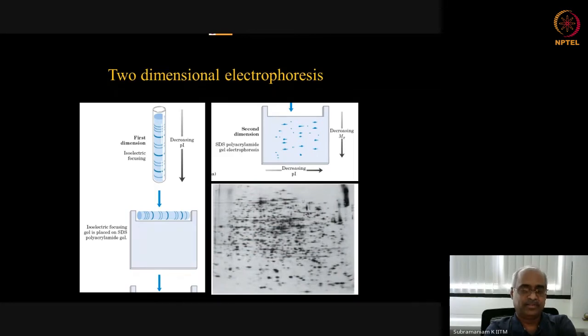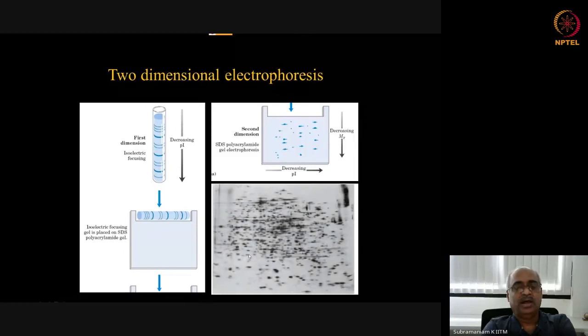In modern times, the technology has advanced well enough that we can generate reliably identical patterns reproducibly when you repeat with the same sample. And we have the ability to excise out a given spot and identify what protein that is. And doing this kind of thing is the bedrock of a modern approach called proteomics, where you study all proteins of a particular cell or an organism in one go. Like genomics, it is proteomics. So this two-dimensional electrophoresis is one of the really powerful techniques of proteomics.